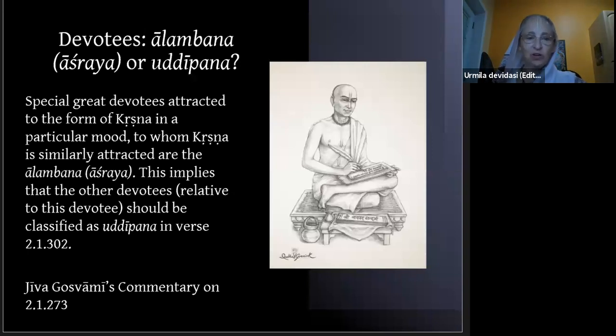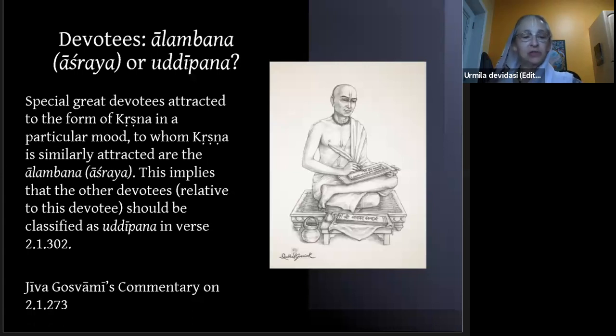One question is, are devotees an alambana? Are they a basic stimulus? Or are they an udipana, a general stimulus? And the answer is that they can be either, just like Krishna's qualities can also be udipana if they're seen somewhat separately from Krishna, which we discussed last class, and we'll be discussing again next class.